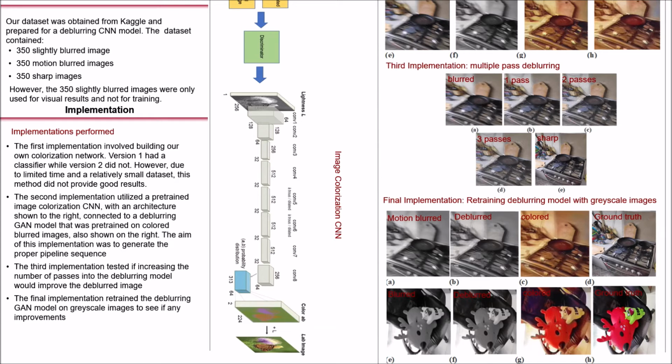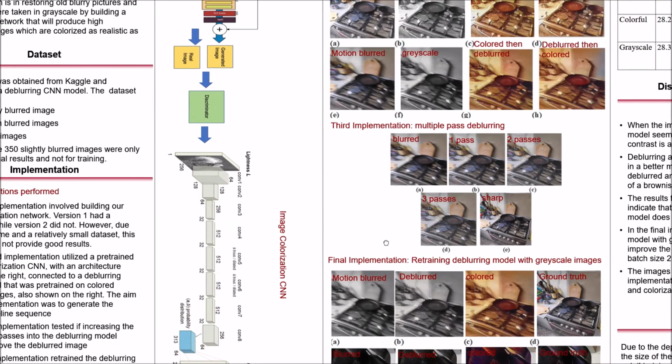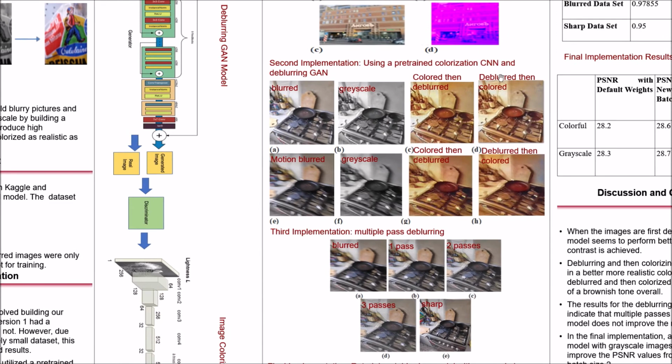So before training the deblurring model, we first experimented with the organization of the pipeline. And so we compared the two models to see whether deblurring should be performed prior to or after colorization. And we found out that when deblurring is performed first, the colorization implementation actually produces a much more realistic color scale.